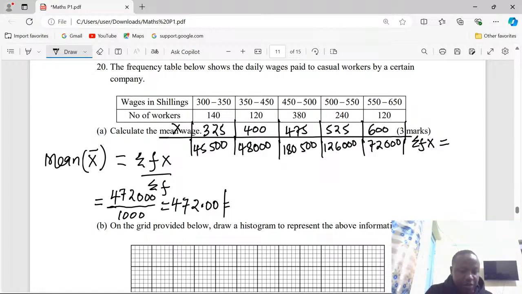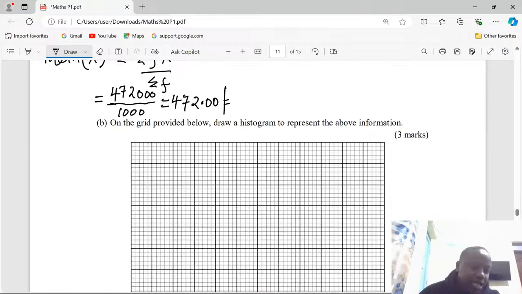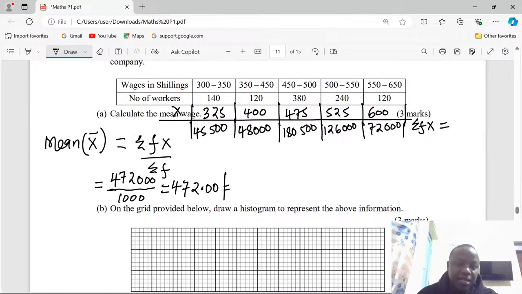We can continue finishing up. On the grid provided below, draw a histogram to represent the above information. For us to draw a histogram, there are several things that we are supposed to consider. One, we consider, is the data having equal class intervals?